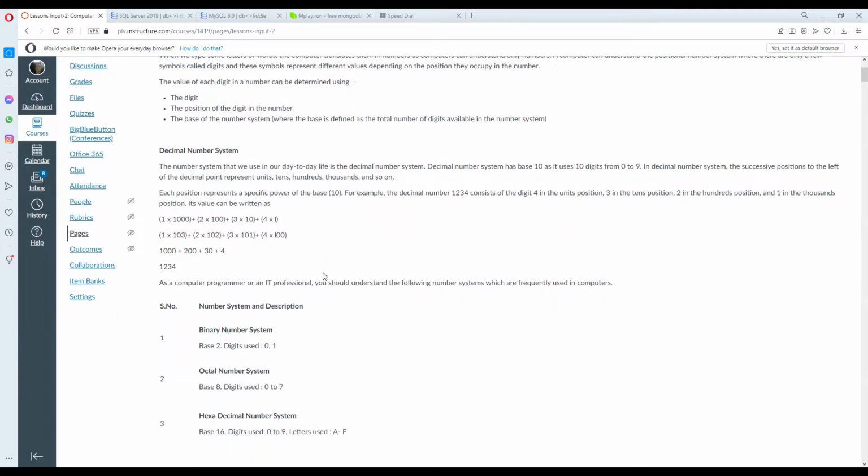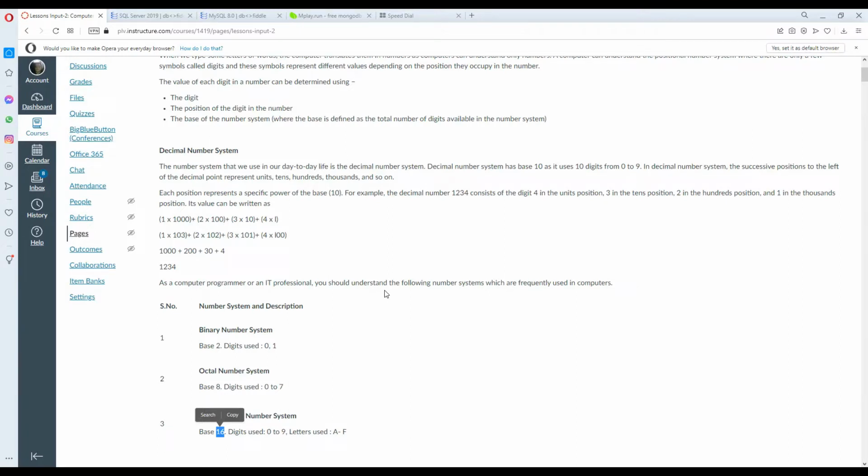For this topic, we are going to tackle four different number systems: the decimal number system, the binary number system, the octal, and the hexadecimal. Decimal, the base is 10; binary, the base is 2; octal, the base is 8; and hexadecimal, the base is 16.